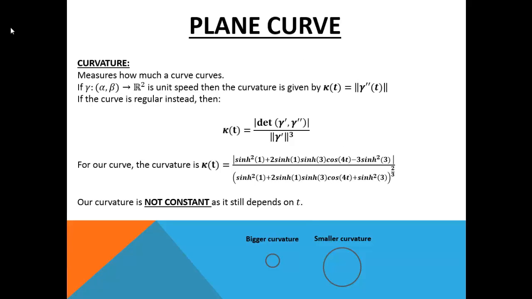Have you ever wondered how much a curve curves? There is a measurement of this, and it is called the curvature of the curve. If the curvature of a curve is equal to 0, then the curve is just a straight line. If our curve is unit speed, then the curvature is simply the norm of gamma double prime, that is the norm of tangent prime. If our curve is regular instead, then we have this formula over here. For our curve, since it is regular, we find the curvature by using the formula, and we found that it is not constant.